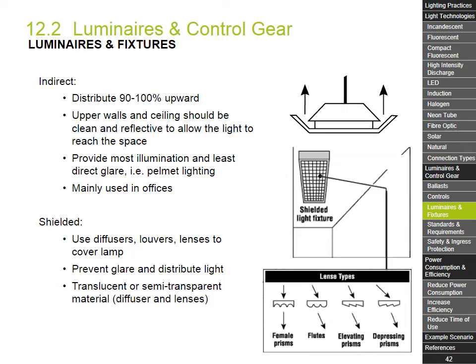Shielded fixtures are usually accompanied by a diffuser, louvers, and lenses to cover the lamp. With these components, they prevent glare and distribute the light more evenly or in a specific direction as necessary. Diffusers are usually made of a translucent or semi-transparent material, generally glass or plastic. They are installed on the bottom or the sides of light fixtures to control the brightness. The lens design also features prisms and flutes to distribute light in specific ways. The louvers are baffles that shield the lamp from view and also reflect light. The louvers can be modified to control light and decrease brightness.